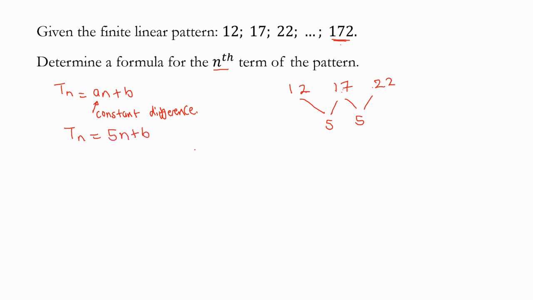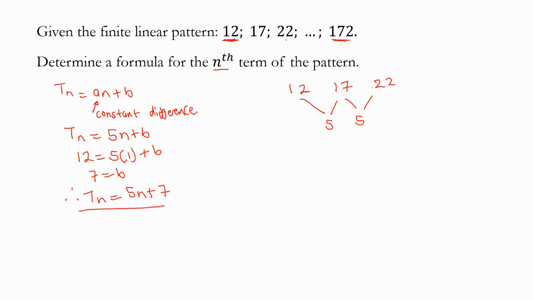And then now, how do we find b? We can use any term. Let's use maybe term 1 here. Then our term 1 is 12. So we say 12 is equal to 5 times term 1, so it means n is 1. 5 times 1 plus b. And then 7 is equal to b. Therefore, Tn is equal to 5n plus 7. That is the nth term.